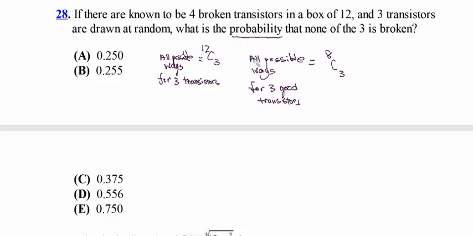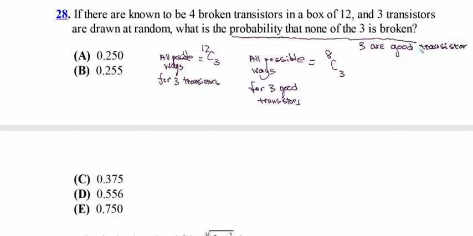Now let's analyze this. None of the 3 is broken. Basically, it's saying that 3 of them are good transistors. Okay, 3 of them are good transistors.